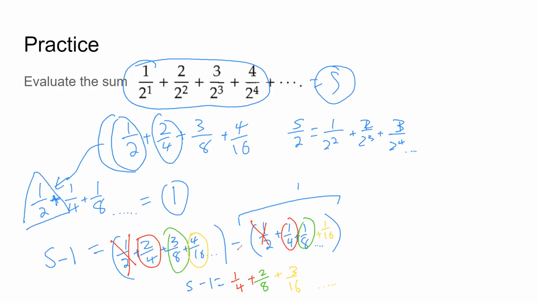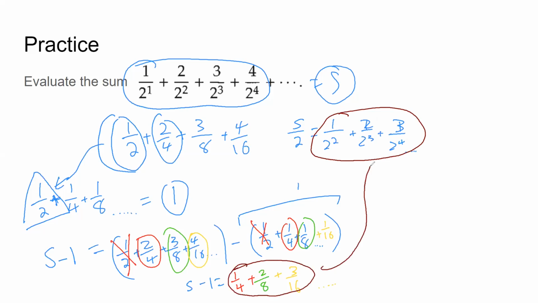Bingo. We found a pattern. This matches what we have here. Rewriting this, we have S minus 1 equals S divided by 2. Then 2S minus 2 is equal to S. S is equal to 2. Boom. That is our answer for this seemingly super difficult sum.